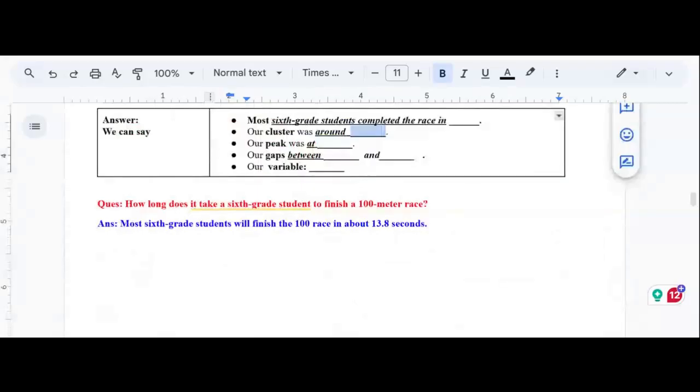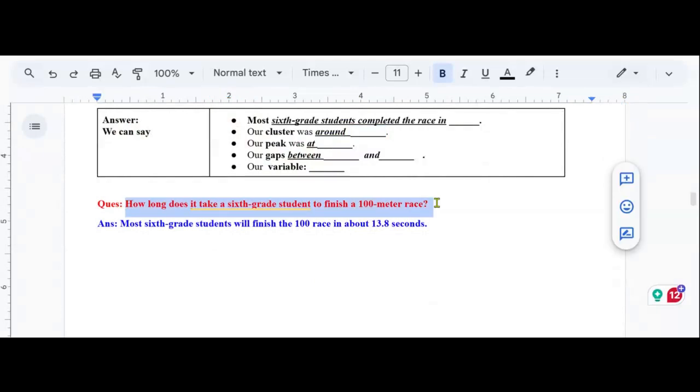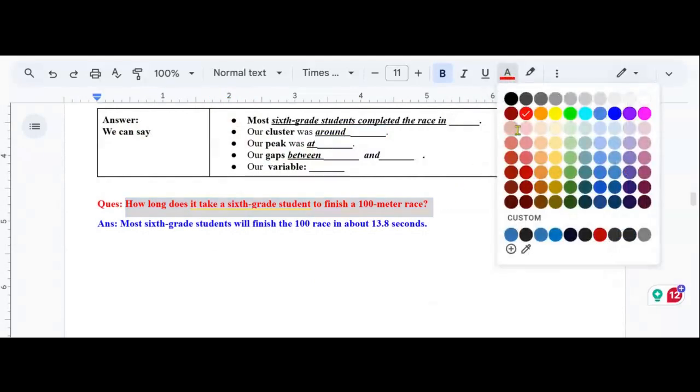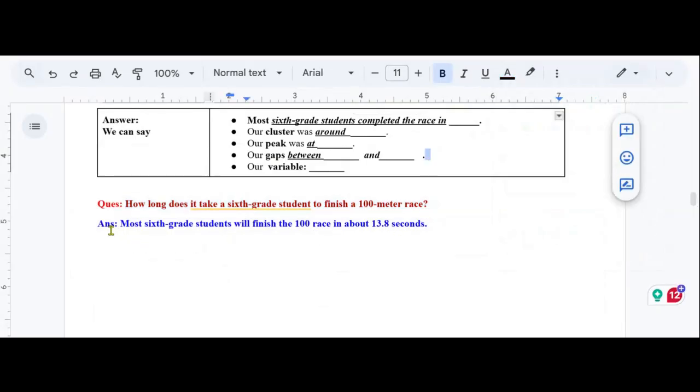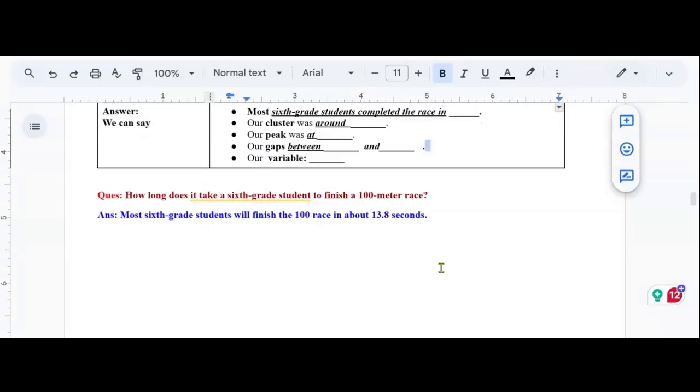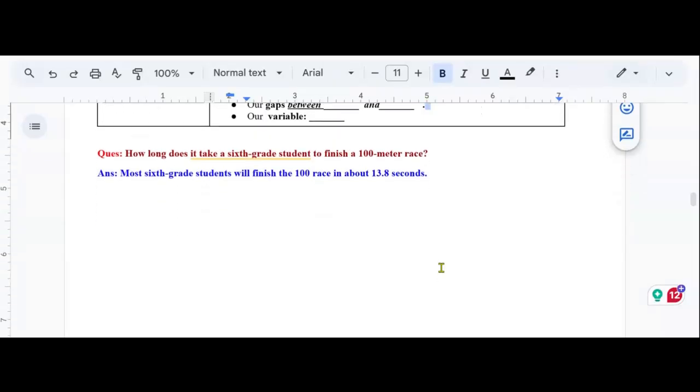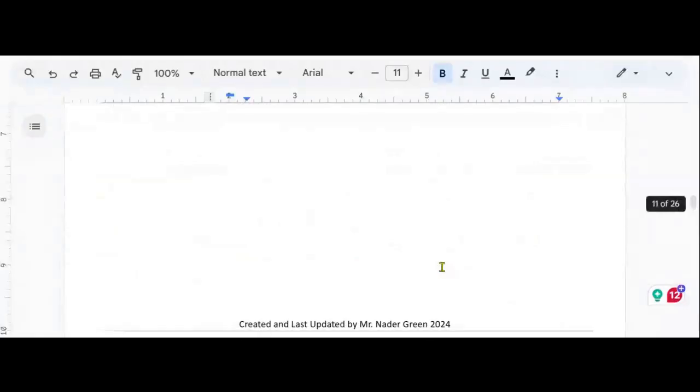So how long does it take 6th grade students to finish a 100-meter race? That's the question, you see? That's a good question, right? And the answer: most 6th grade students will finish the 100-meter race in about what? 13.8 seconds. See the question? See the answer? Okay.